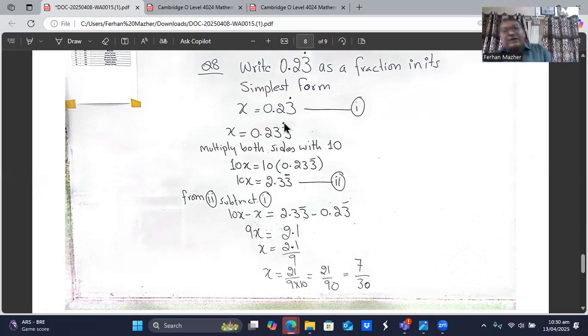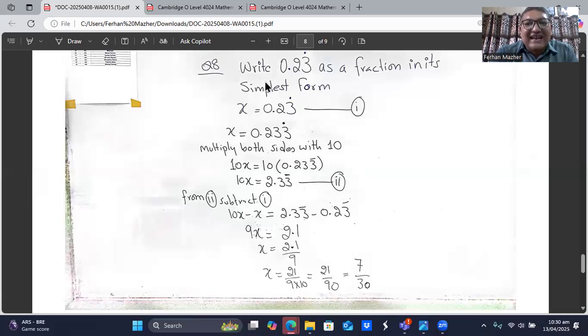So now I'm going to multiply both sides by 10. How did I decide to multiply by 10? Because here this is on the second decimal place, so I want this 3 bar also on the second decimal place. So I'm going to multiply it by 10. So 10x is equal to 10 multiplied by 0.233 bar. So it will be 10x equals 2.3, and on that 3 you can put a dot or a bar.